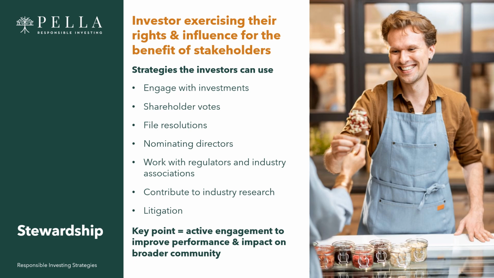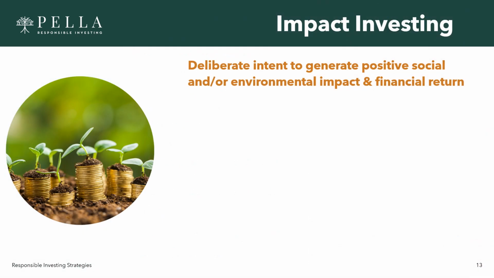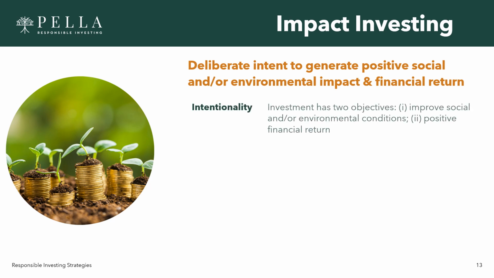broader community. Our sixth responsible investing strategy, impact investing, involves investing with the deliberate intent to generate a positive, measurable social and/or environmental impact, along with a financial return. Let's explore the key dimensions of impact investing. The first dimension is intentionality. Impact investments are made with the dual purpose of improving social or environmental conditions while also securing a financial return. This dual focus ensures that every dollar invested works towards building a better world.